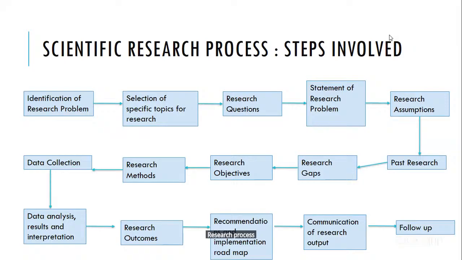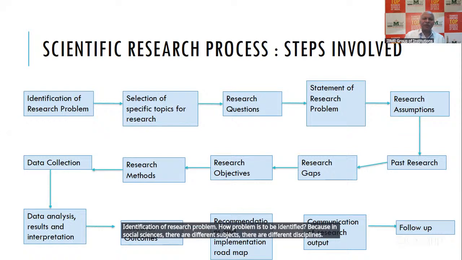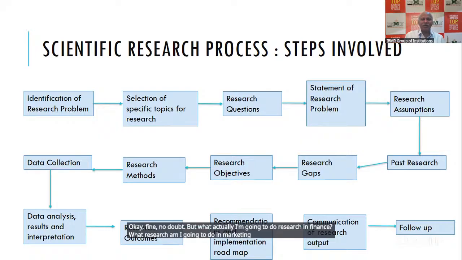Please view this research process. The research process begins with identification of the research problem. How is the problem to be identified? Because in social sciences, there are different subjects and different disciplines. Suppose I am from the management discipline, another friend is from the economics discipline, another from finance, marketing, education. These are the subjects. Many times when we go and meet our research guide, I go emotionally and say, sir, I would like to do research in marketing. Somebody comes and says, sir, I would like to do research in finance. Fine, no doubt. But what actually am I going to research in finance? What research am I going to do in marketing? Marketing is a discipline. I cannot do research on marketing in totality.